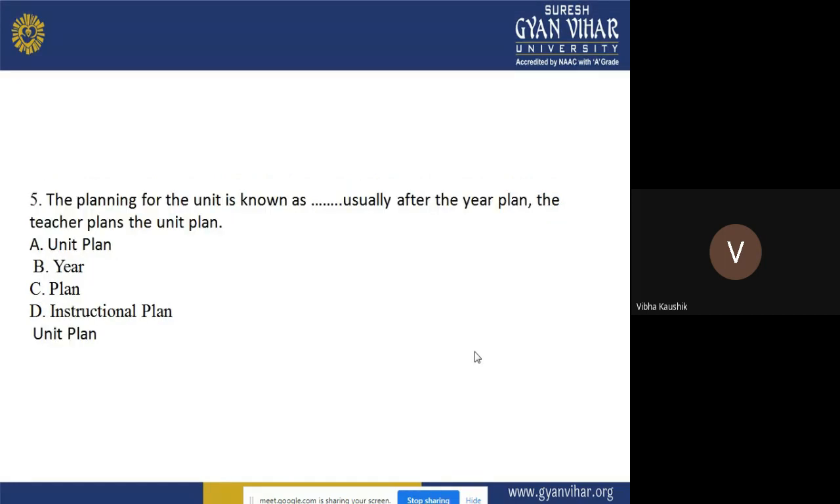The planning for the unit is known as, what do we call when we are planning for a unit? Usually after the year plan, which is done after the preparation of a year plan, the teacher plans the unit plan. Options are A unit plan, B C plan, or D instruction plan. So the correct answer is the planning for the unit is known as unit plan, which is usually done after the year plan.